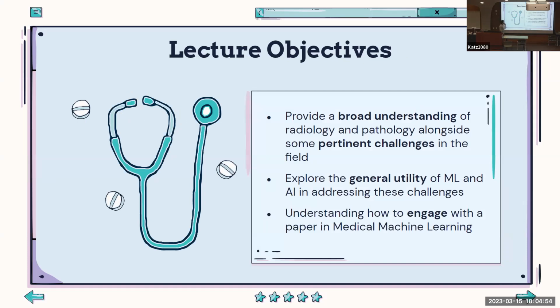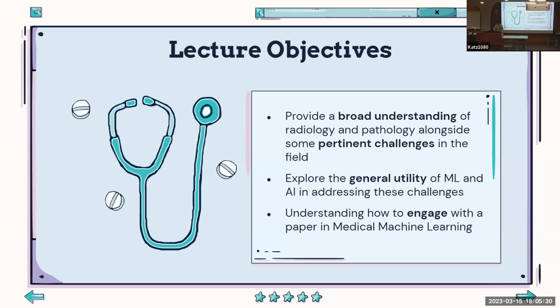Okay, so essentially for the objectives of today, in terms of radiology and pathology, we're going to be providing a broad understanding of what radiology and pathology entails, and some of the challenges that these two fields of medicine have. Essentially looking at some of the general utility of machine learning and artificial intelligence in these two fields, and addressing some of those challenges that radiologists and pathologists have, and understanding a little bit on how to engage with the papers in the field as well.